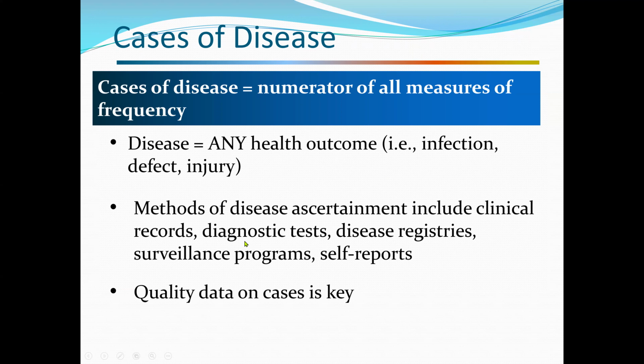Now the methods of disease ascertainment include clinical records or diagnostic tests, disease registries, surveillance programs, and also self-reports. But most commonly this may happen in a medical office, like a clinic or hospital, for example, clinical records and diagnostic tests. Now, quality data on cases is key. So we don't want bias in our data set with diseases.